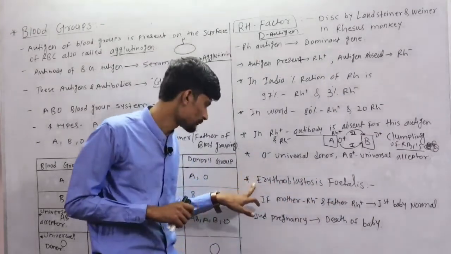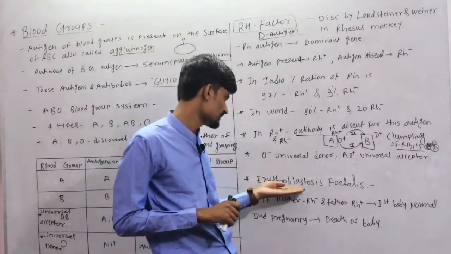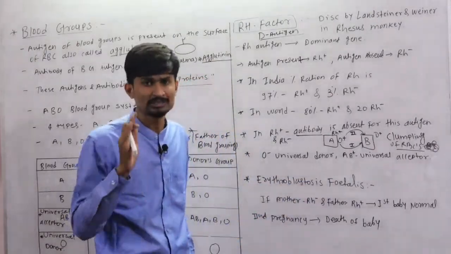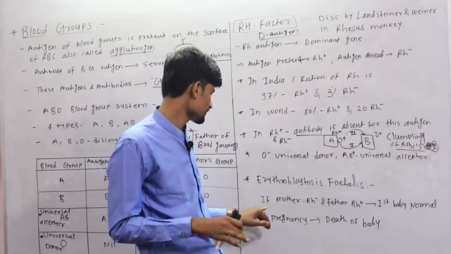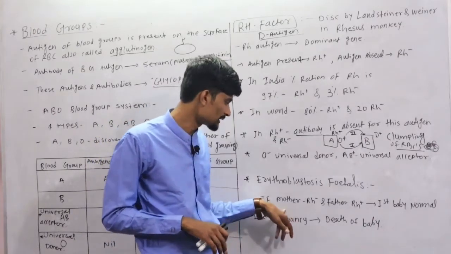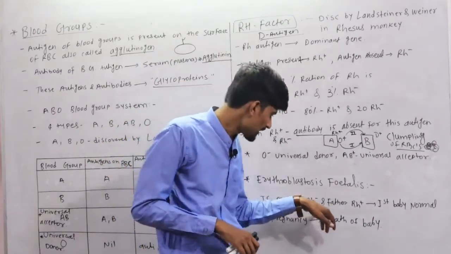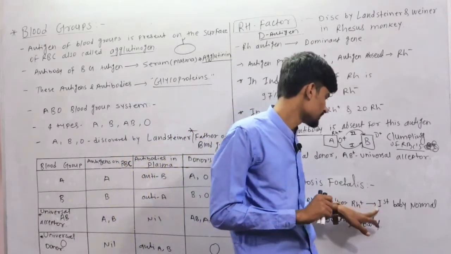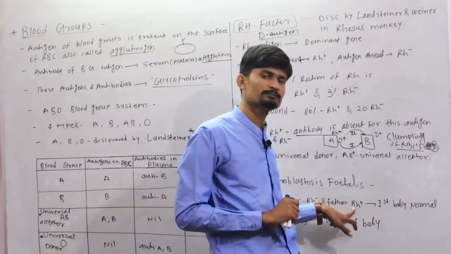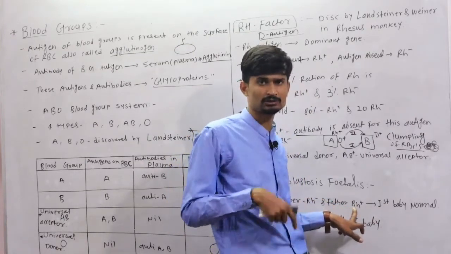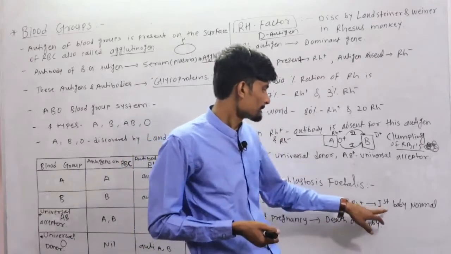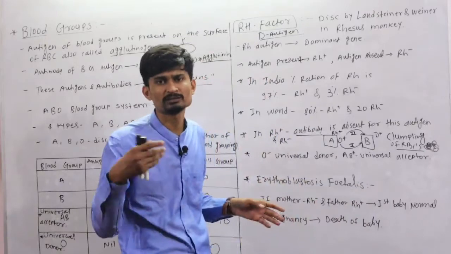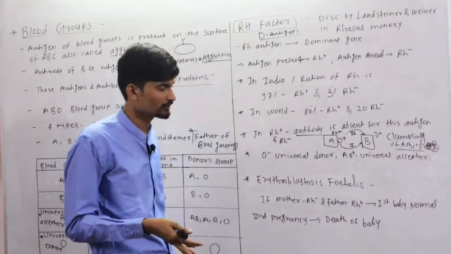Another term is erythroblastosis fetalis. Now what is erythroblastosis fetalis? Suppose, students, a mother has Rh negative blood and the father has Rh positive blood, so there may be a chance of the fetus or baby being Rh positive. In that condition, the first baby will be normal. There is no problem with the first baby or first pregnancy.